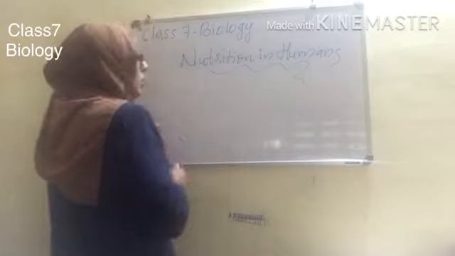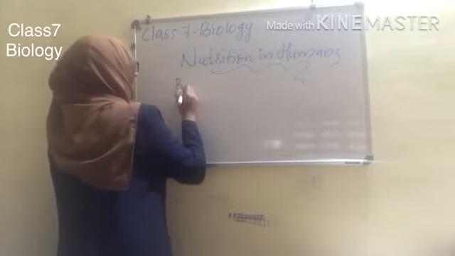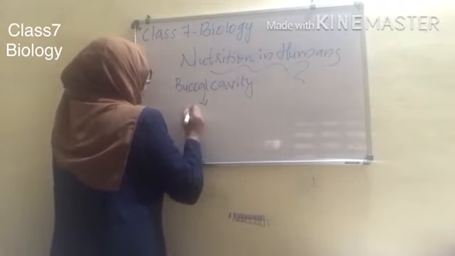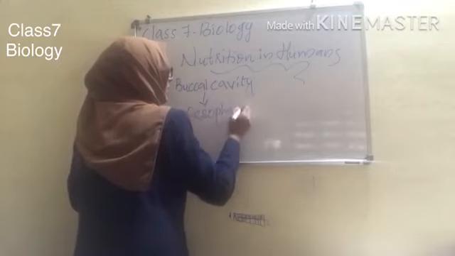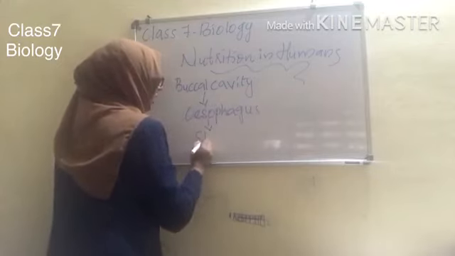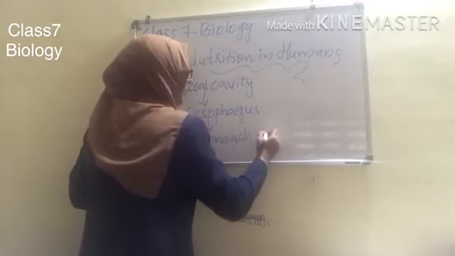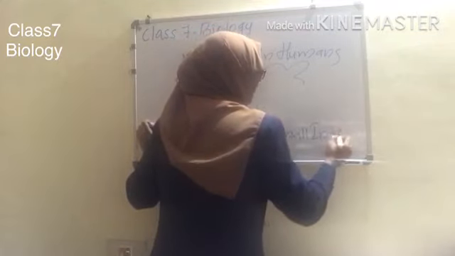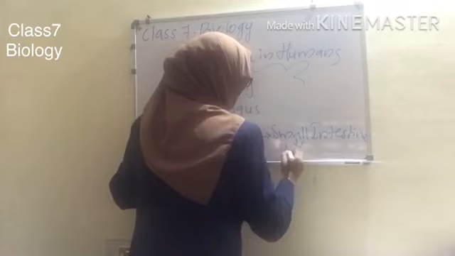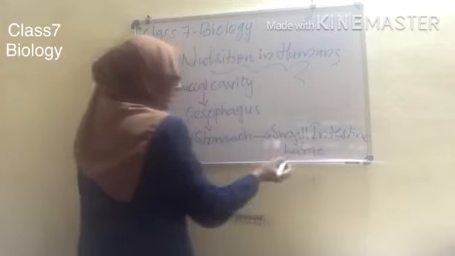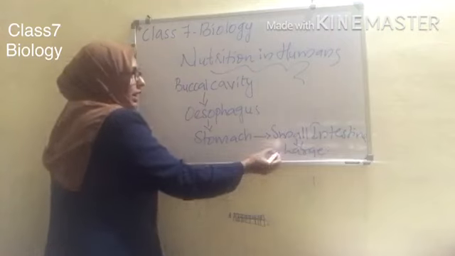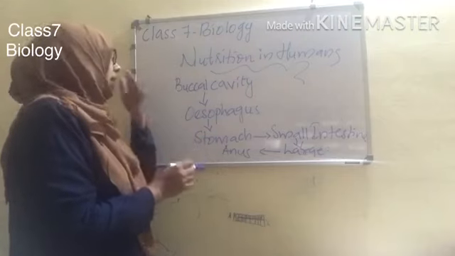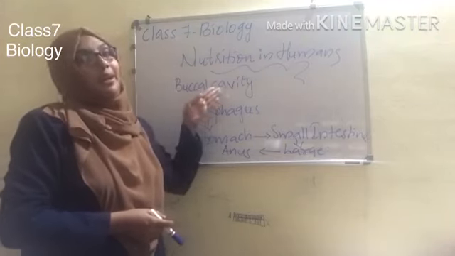You know how the food is moving, right? From the buccal cavity, where is it moved to? To the esophagus. Then it reaches the stomach, then from the stomach it reaches the small intestine, then the large intestine, then to the anus, where egestion happens. So today we are going to deal with the rest of the buccal cavity.